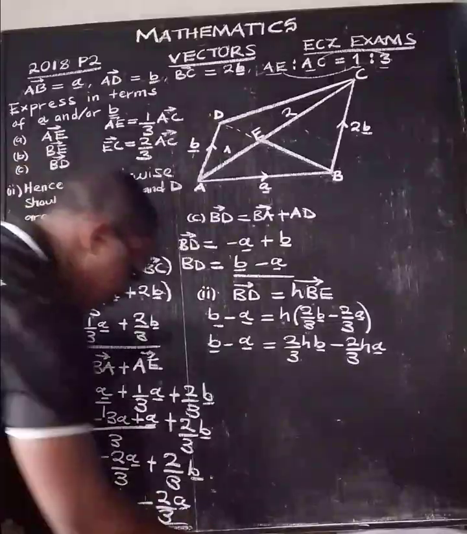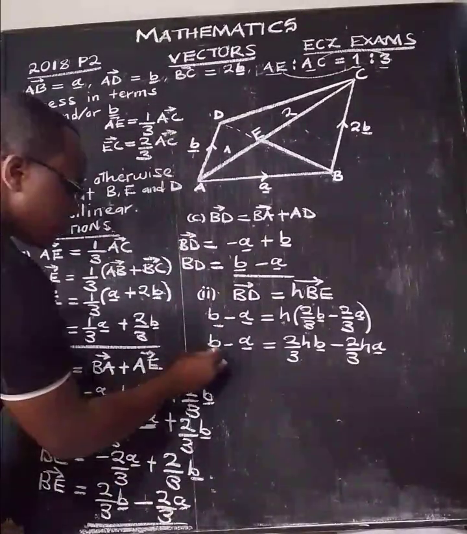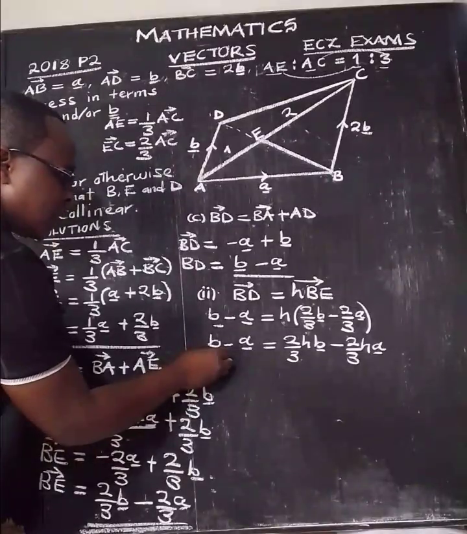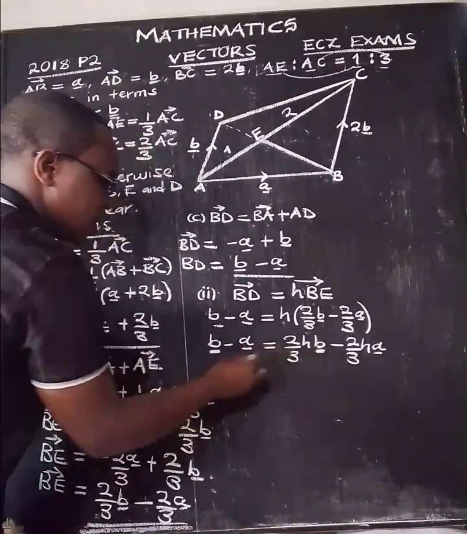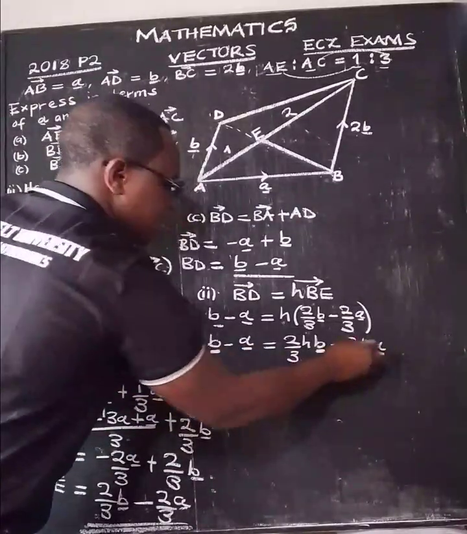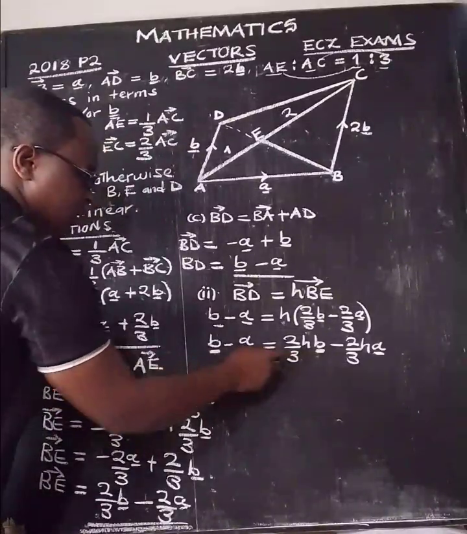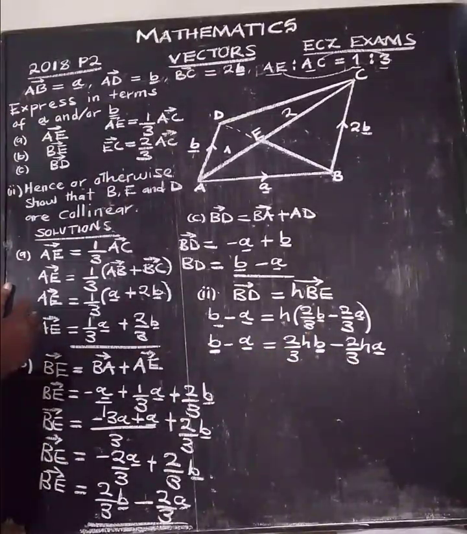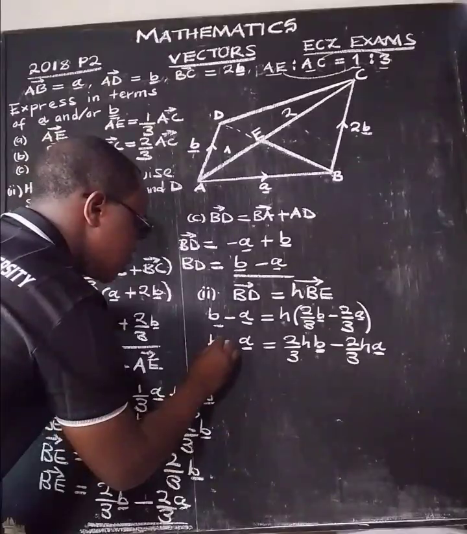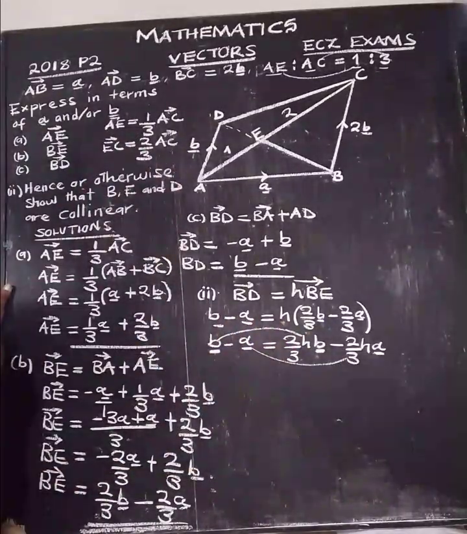Okay, so having done this, we're going to equate. This one has got B, this one has got B. We have a B, we have a B, we have an A, we have an A. So we are going to equate this one to this, then this one to this other one.